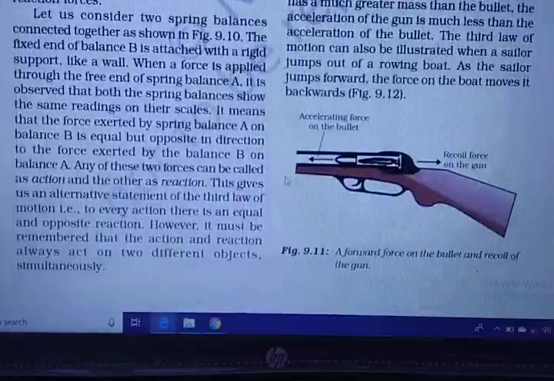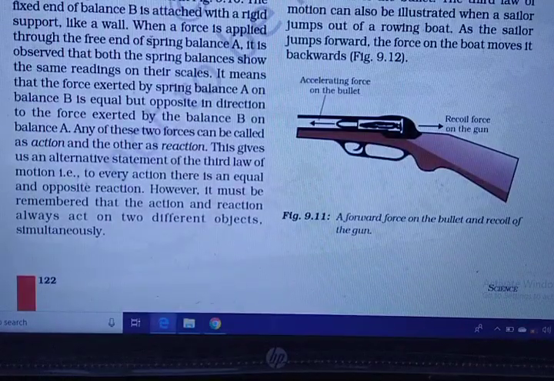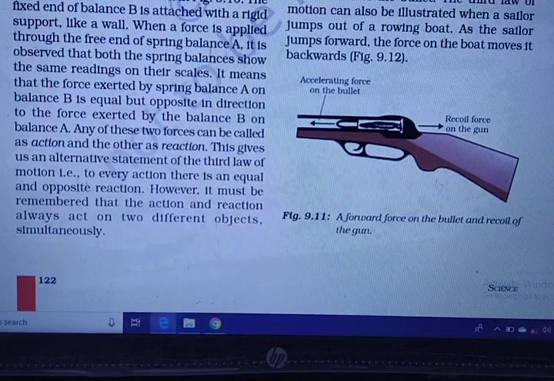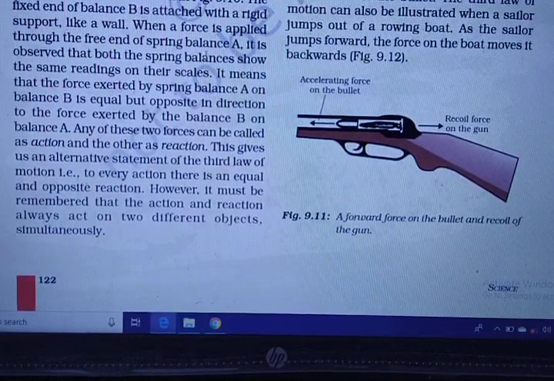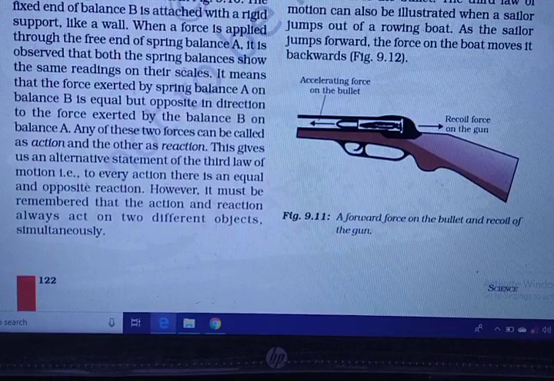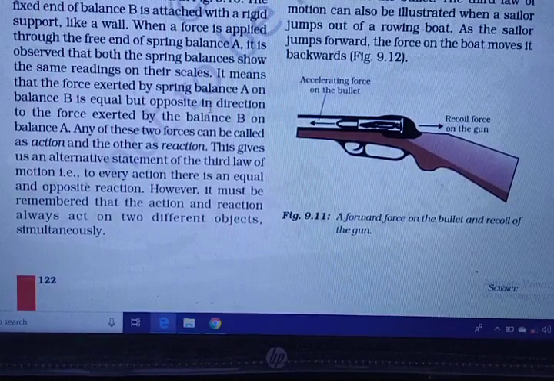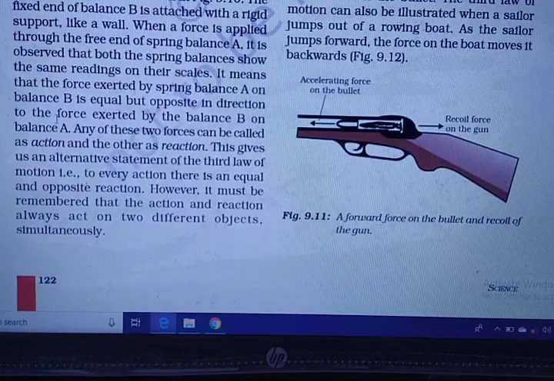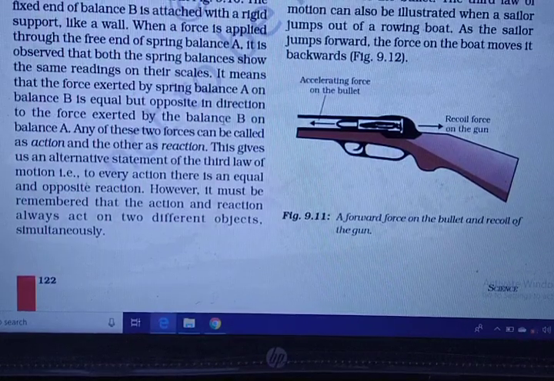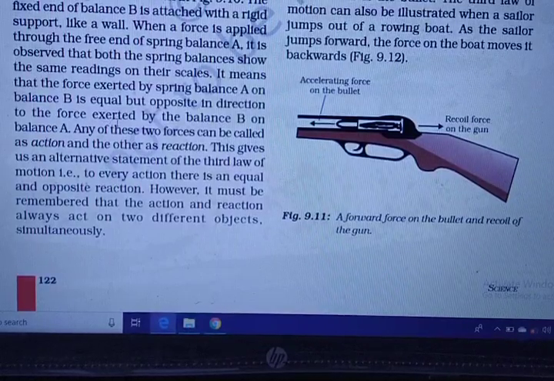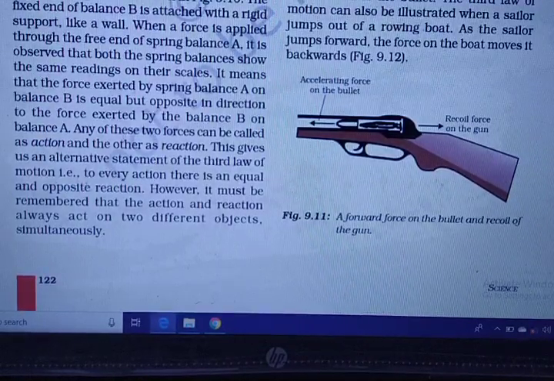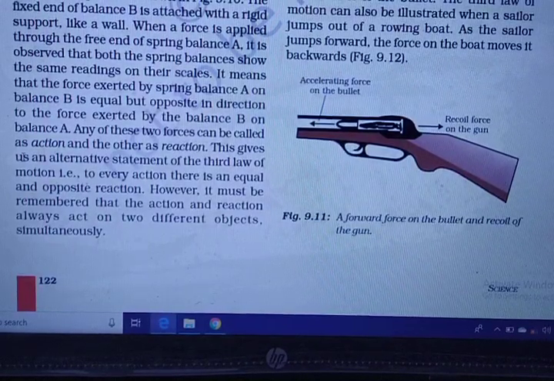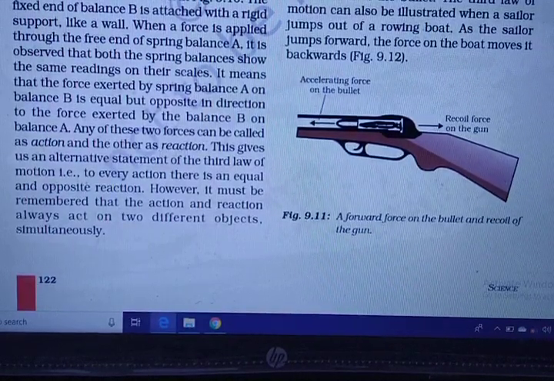So as shown in this figure, the support is like a wall. When a force is applied through the free end of spring balance A, it is observed that both the spring balances show the same reading on their scale. It means that the force exerted by spring balance A on balance B is equal but opposite in direction to the force exerted by balance B on balance A. Any one of these two forces can be called the action and the other may be called the reaction.